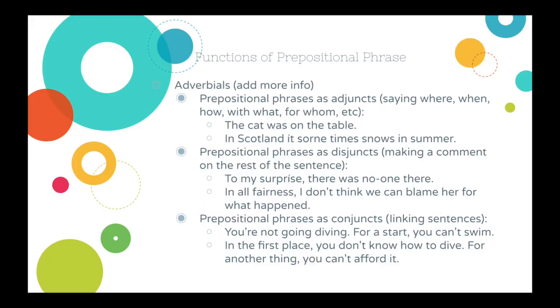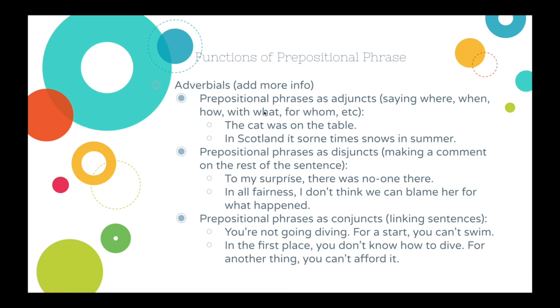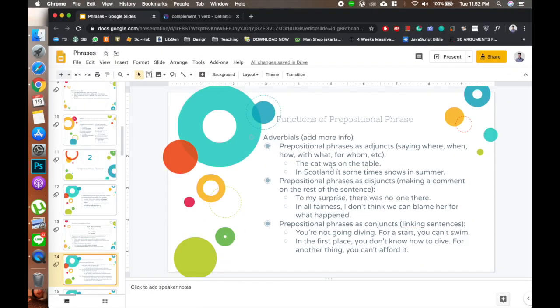And then what do they do? What do prepositional phrases do? There are two main functions. The first one is called adverbials. The function of adverbials is to add more information. For example, they can be adjuncts, saying where, when, how, with what, for who, and so on. For example, the cat was on the table, so it describes the cat. In Scotland, it's some. Okay, sorry, this is a typo. Hold on, let me correct it.